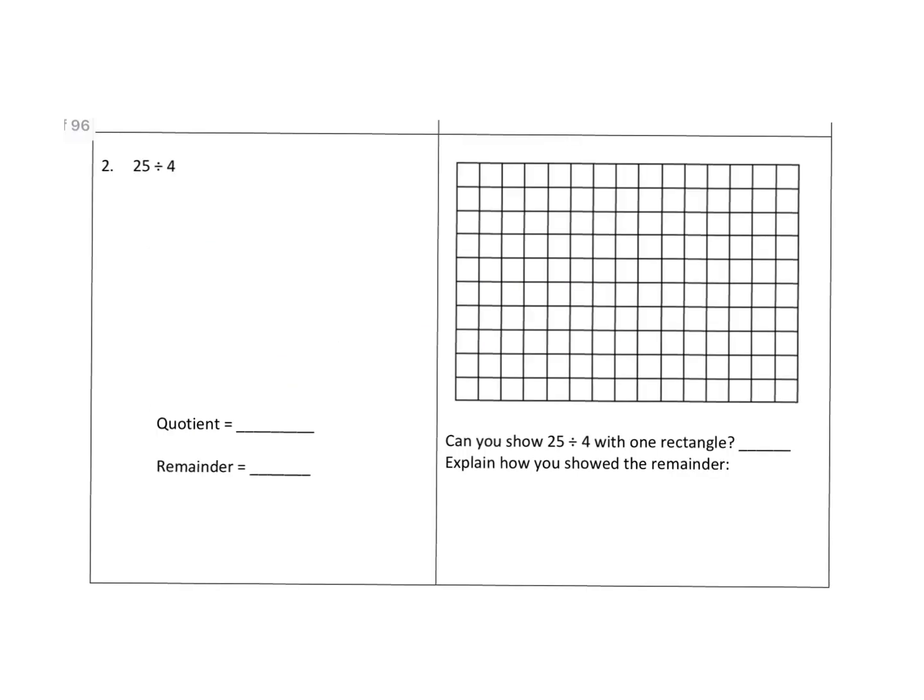Perfect. What if I added one more dot to this? So now I've got to think of it as 25 dots divided into 4 groups. I'm going to make my 4 groups, and I'm going to pass out these dots equally. And there's 12, 13, 14, 16, 20, 21, 22, 23, 24. And now I've got an extra one.